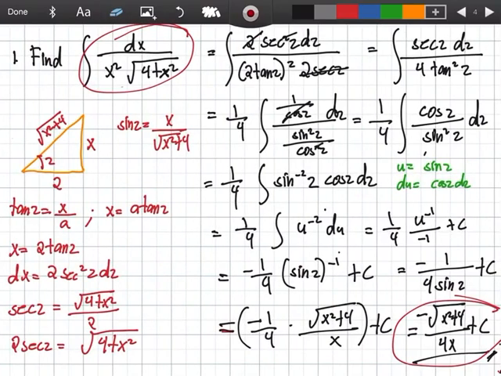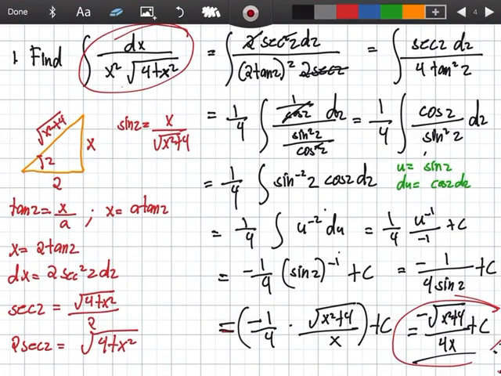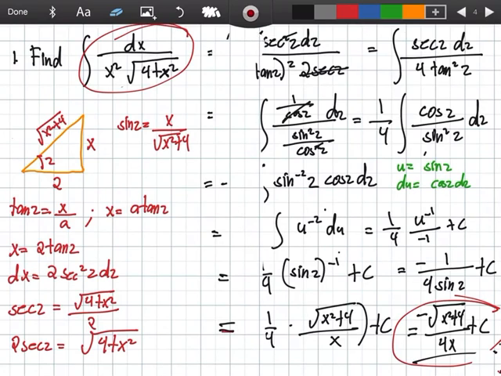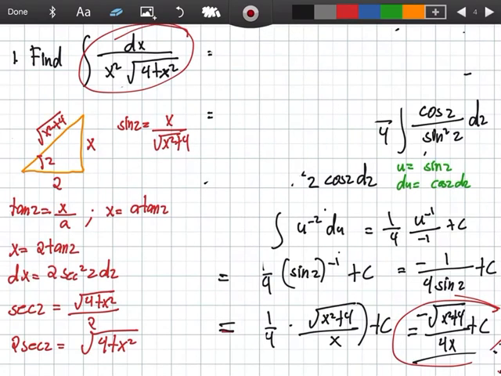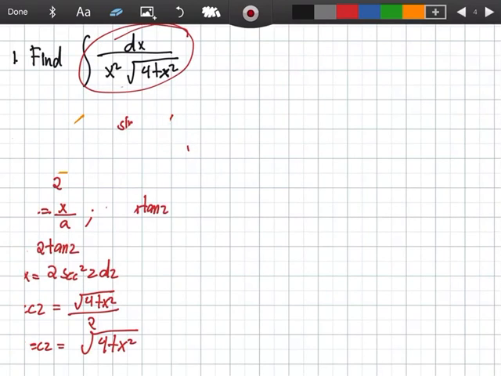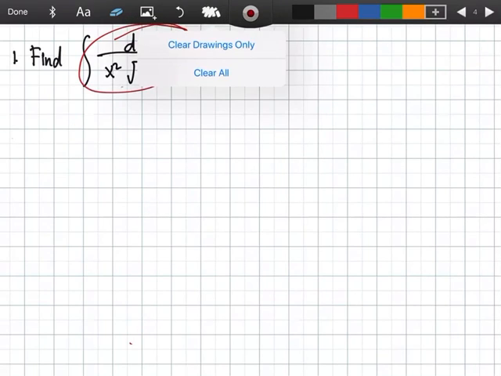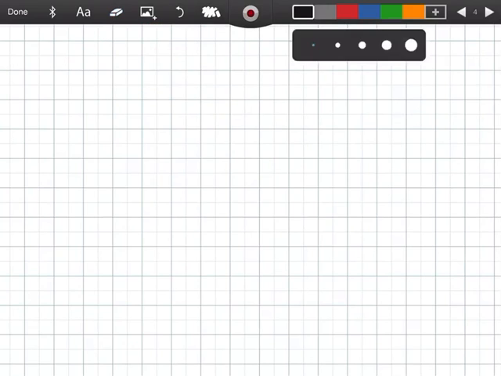So, I'm going to erase my previous solution. Okay, we're going to erase this one. Let's just erase everything. Okay, so our first problem. What is our first problem? I've highlighted it, so I can see it now.